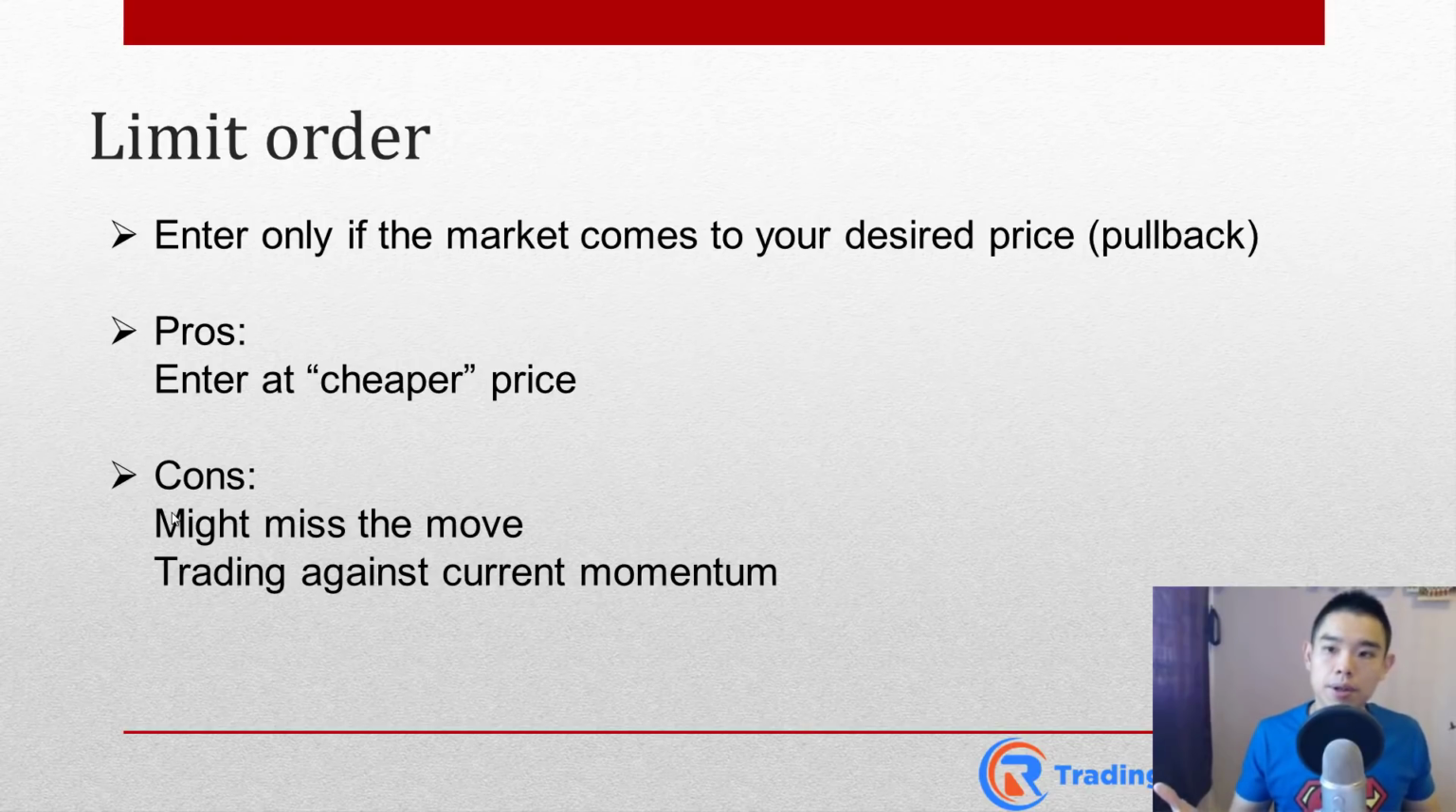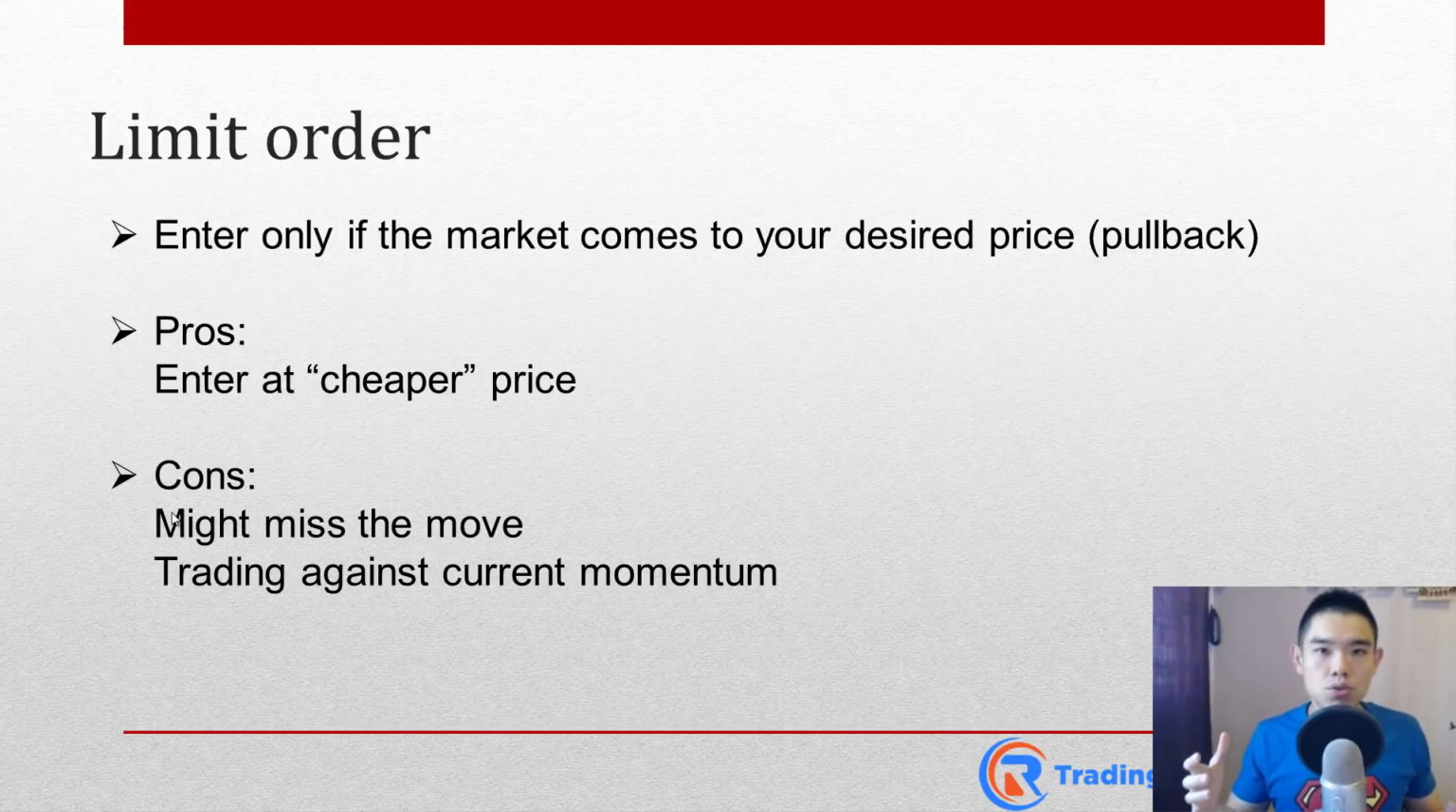at $110 and you have a buy limit at $100, but Apple doesn't decline, it moves to 120, 130, 150, 200, 500, and you end up missing the move, right? Because you wanted to enter at a cheaper price. So that's the first downside.